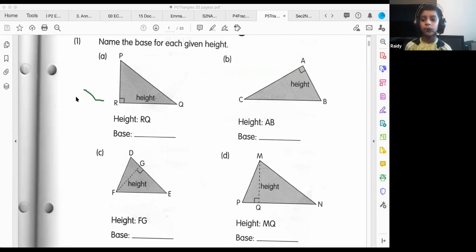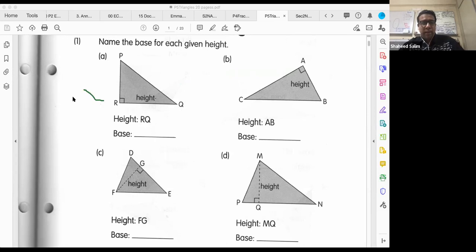Let's see now. You got two answers. So which one is the height? The height is AB. So your base, BC. Okay. So normally the base can be down here, right? But in this case, you must turn it around because it must meet the height at 90 degrees.